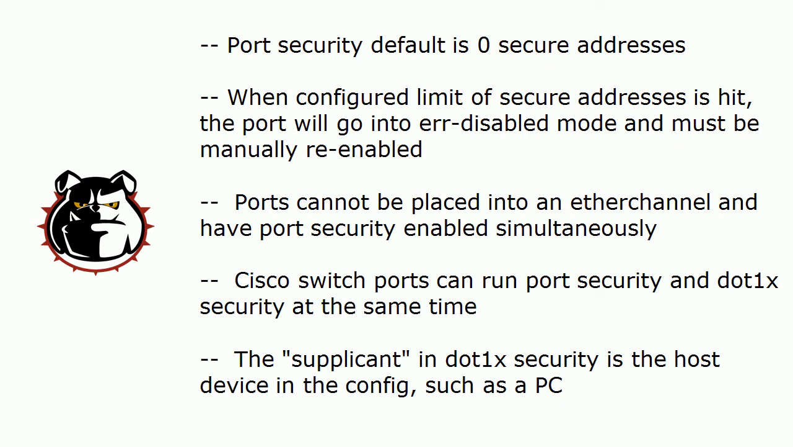Now, going from top to bottom, if you want to pause the video, think about your answers, fantastic. But let's go ahead and go from top to bottom here. The port security default on a Cisco switch is 1 secure address, not 0, so that one is false.